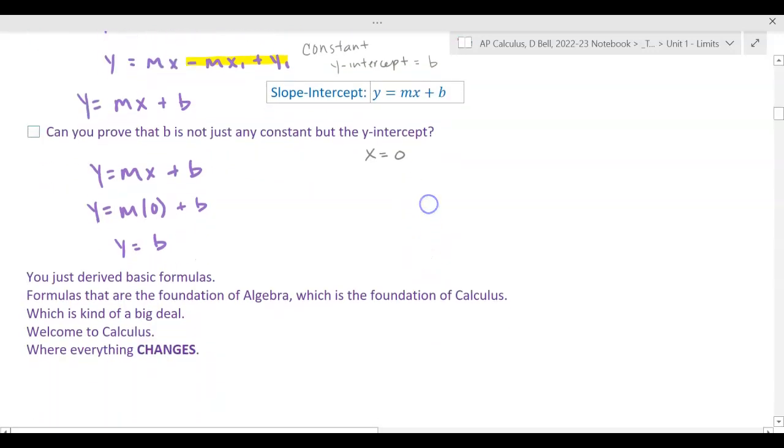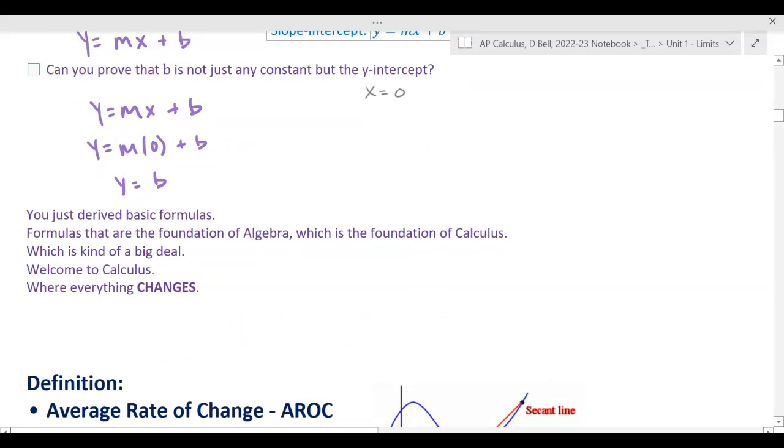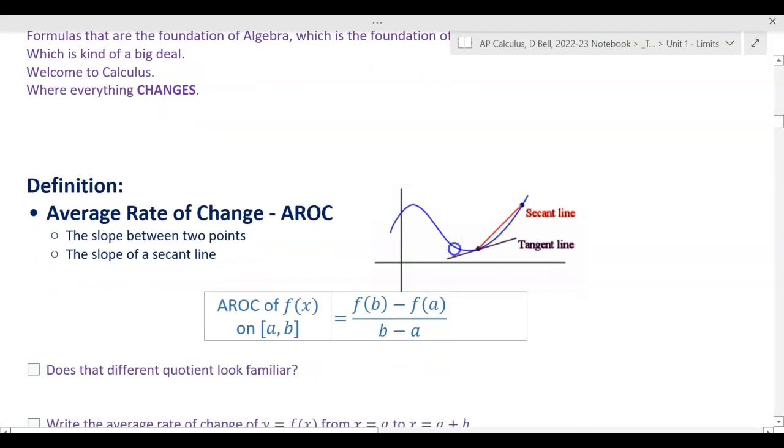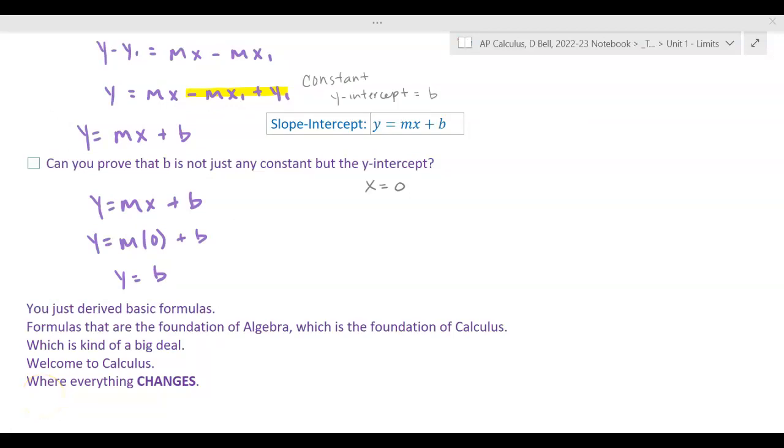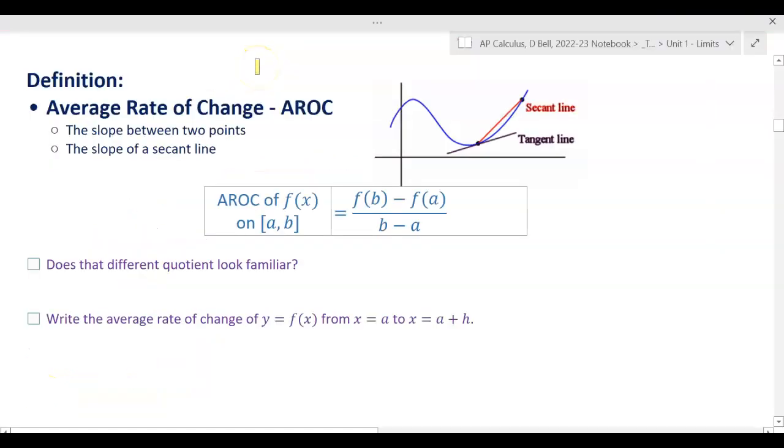So we just derived some basic formulas. These formulas are the foundation of algebra, and algebra is the foundation of calculus. So we just talked about rate of change being slope. Average rate of change, or denoted AROC, is the slope between 2 points, or the slope of a secant line.